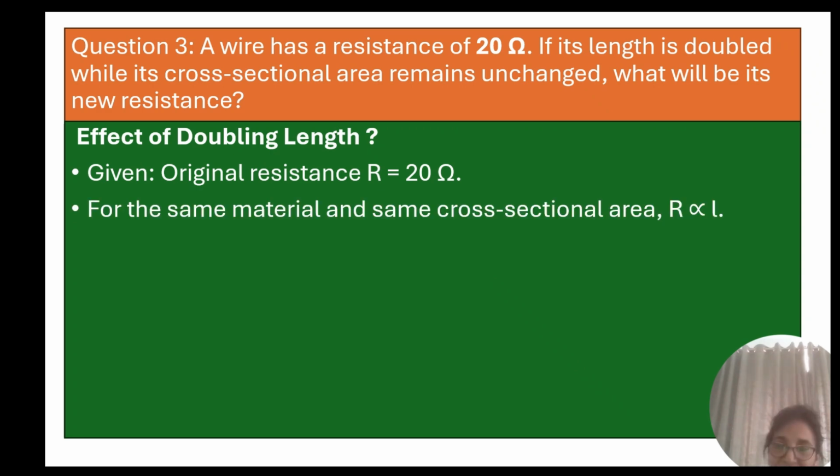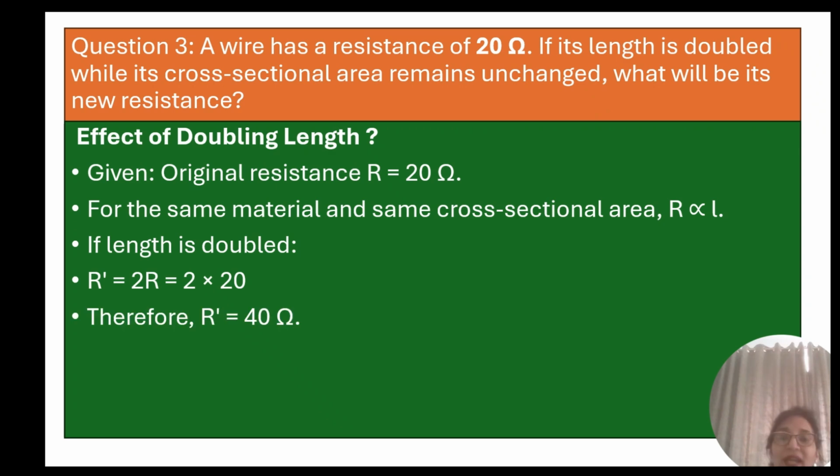So for the same material and the same cross-sectional area, which formula do we use? That is, resistance is directly proportional to length. Now, if the length is doubled, the resistance will be double. That is 2 into 20, and your answer will be 40 ohm.